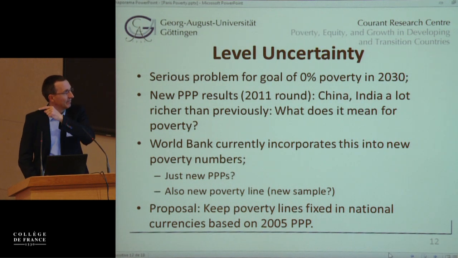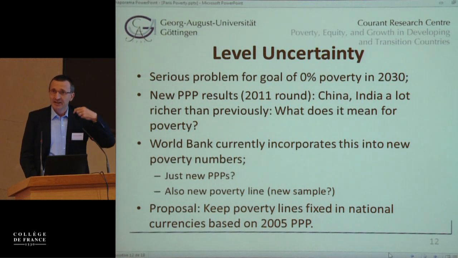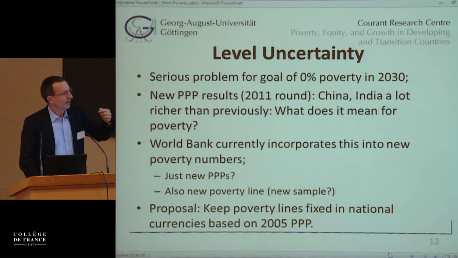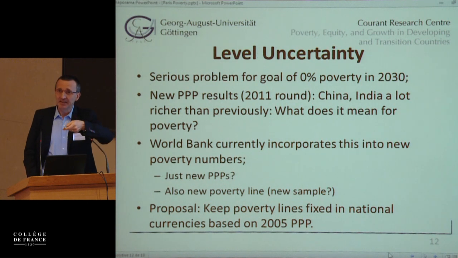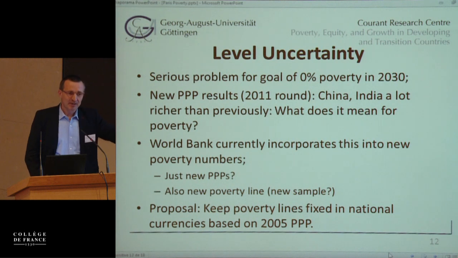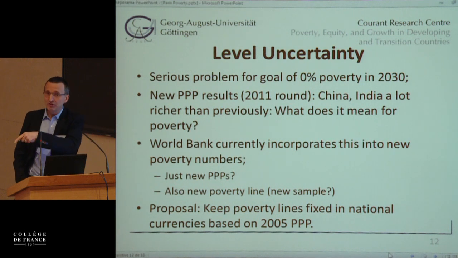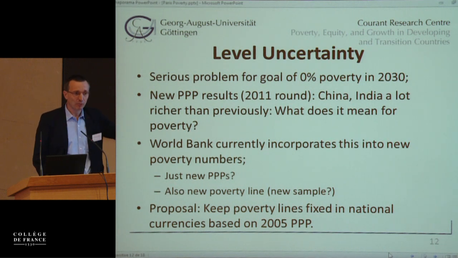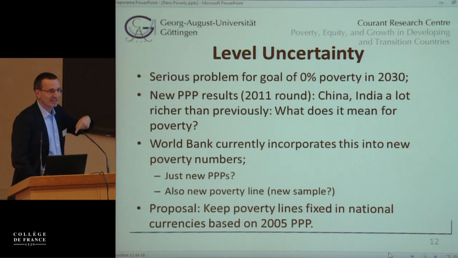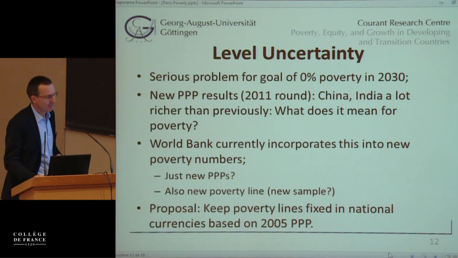And the second point I would make is, it really makes no sense to use 2011 PPPs to claim that they say anything about PPPs in 1990, let alone PPPs in 1981. And so this idea of always using the latest year and backdating it all the way to the beginning is conceptually actually not sound.